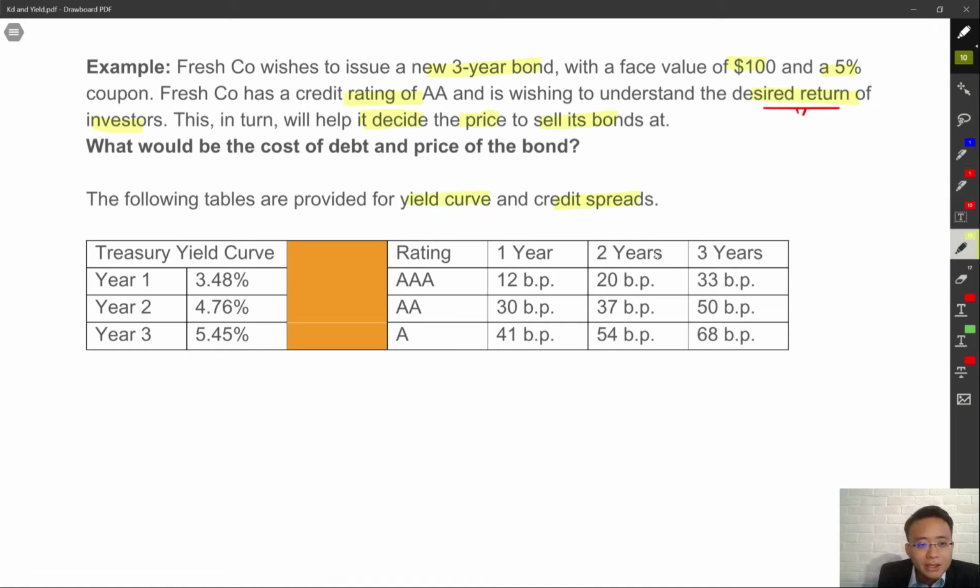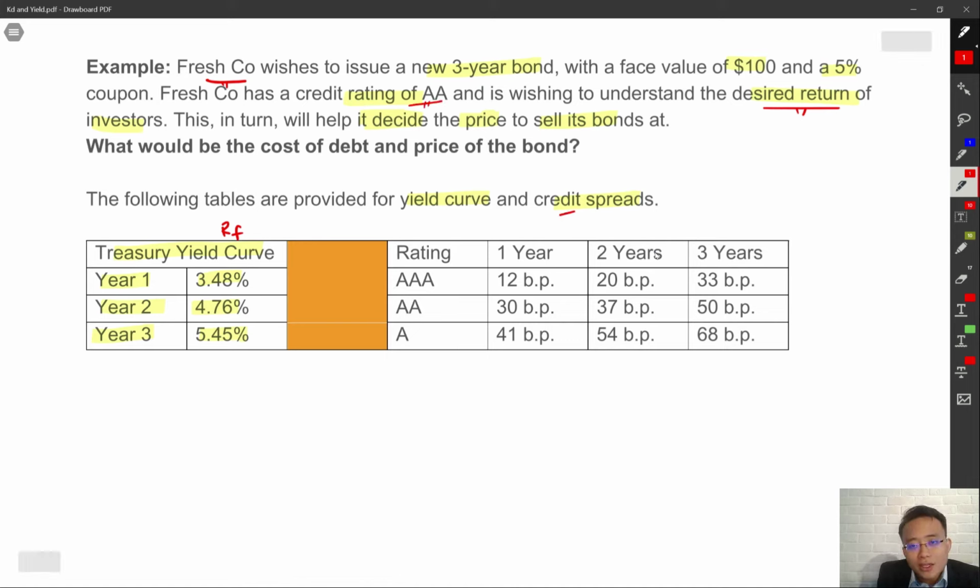So, in my Treasury yield curve, if you make someone wait for 1 year for his money, he wants to earn this amount. If you make the person wait 2 years for his money, he wants this amount. Wait 3 years, he wants this amount. Now, this is the Treasury yield curve, which represents the risk-free rate. Freshco is not a governmental organization. It is a normal company. It is not risk-free. It has a chance of bankruptcy, right? And here we see its credit rating is AA.